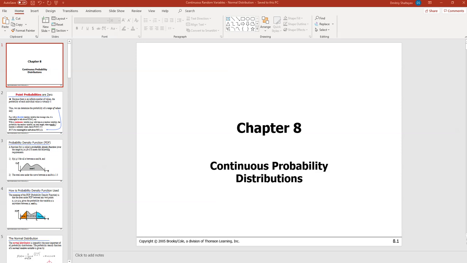Okay, this is our 7th lecture in the business statistics course, and today we're going to switch gears a little bit. We're going to discuss the normal distribution. In fact, this is the most popular, probably the most well-known distribution in the entire statistics. That would be the normal distribution.